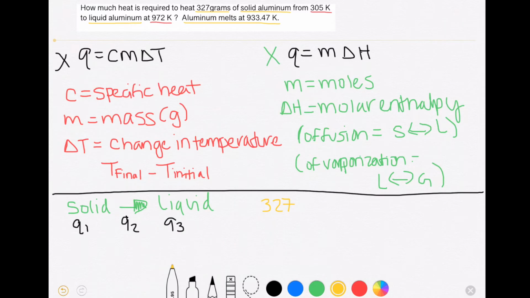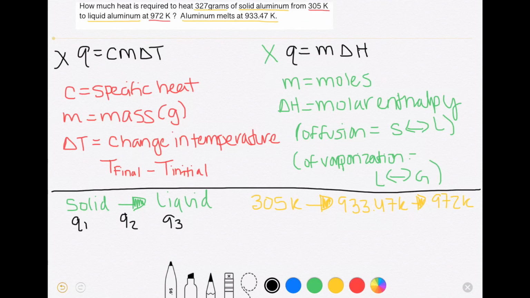So for this problem, my temperatures are going to be my starting temperature, 327, oh sorry, that's my mass. Let me fix that really quick. Okay, so my starting temperature is 305 Kelvin. In order to make this phase change, I'm going to have to pass through the melting point so that the substance actually melts from a solid to a liquid. So 933.47 Kelvin, and then the problem tells me the temperature I want to end up with is 972 Kelvin.